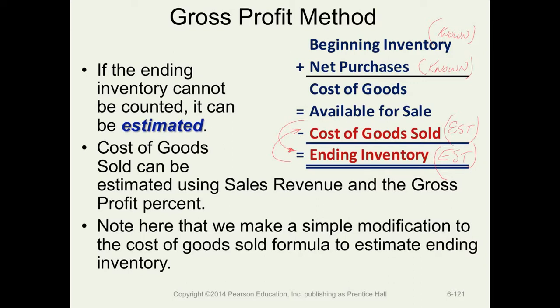So notice we're just flipping or reversing the cost of goods sold formula. If ending inventory needs to be estimated, obviously the first thing we have to do is come up with the estimated cost of goods sold. We know our sales revenue from our ledger, and we can use a gross profit percentage to come up with the estimated gross profit, and then from that we can estimate the cost of goods sold, which I'll show you in just a minute. So again, we have a simple modification of the cost of goods sold formula.